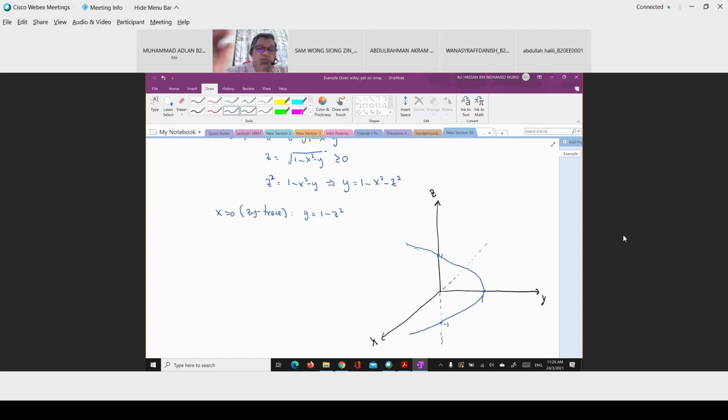What else? What happens when z equal to 0? Z equal to 0, we have the xy trace. Then we have y equal to 1 minus x squared. So when x is 0, y is also equal to 1. And then it intersects here at 1 and minus 1.